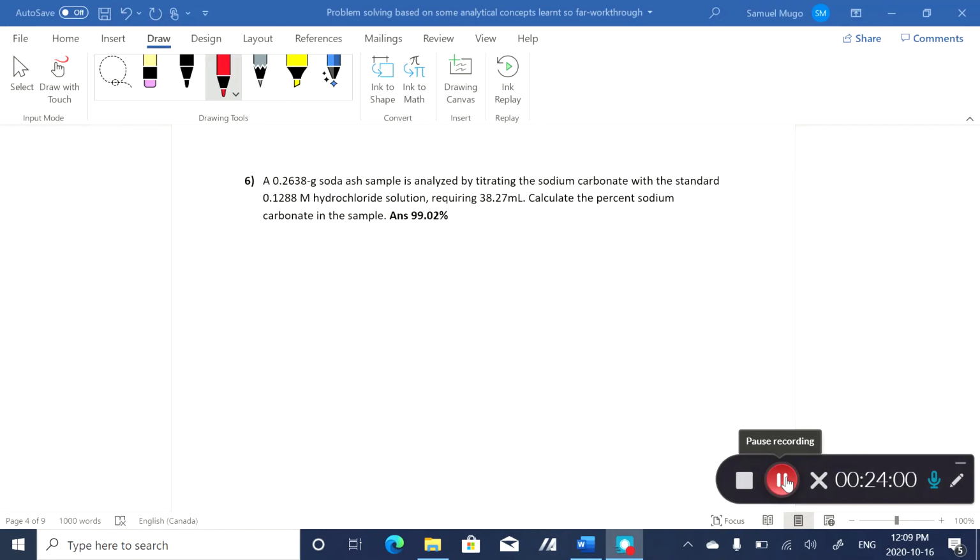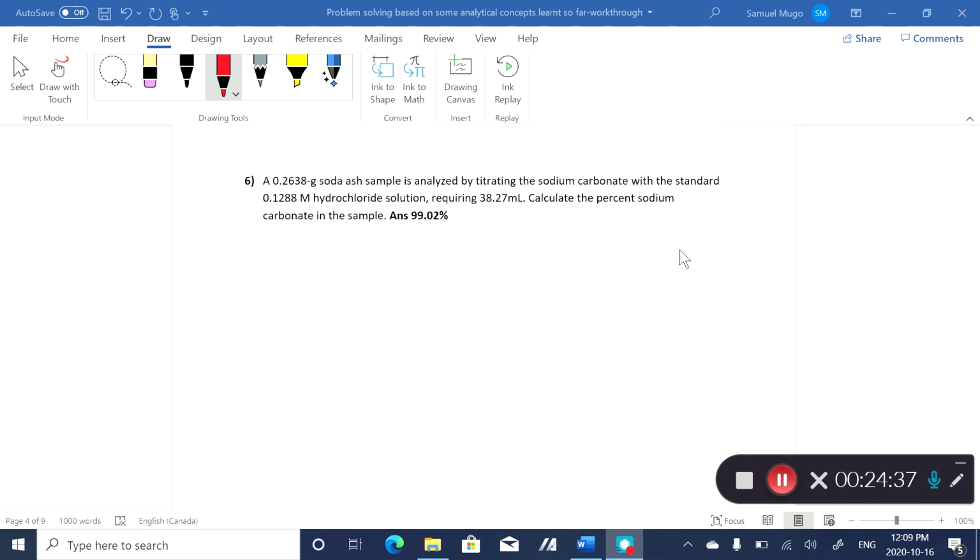So another problem here, you've been given a soda ash sample, and you're required to titrate it with HCl. So it's an acid-base titration. And the titrant, of course, here is HCl, and so you end up dispensing 38.27 mL to titrate everything in the soda ash sample. So that's the equivalence volume. So the question is, calculate the percent sodium carbonate in the sample.